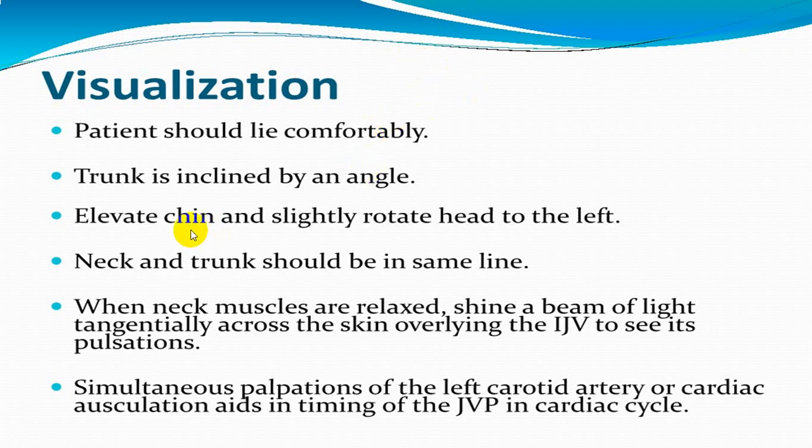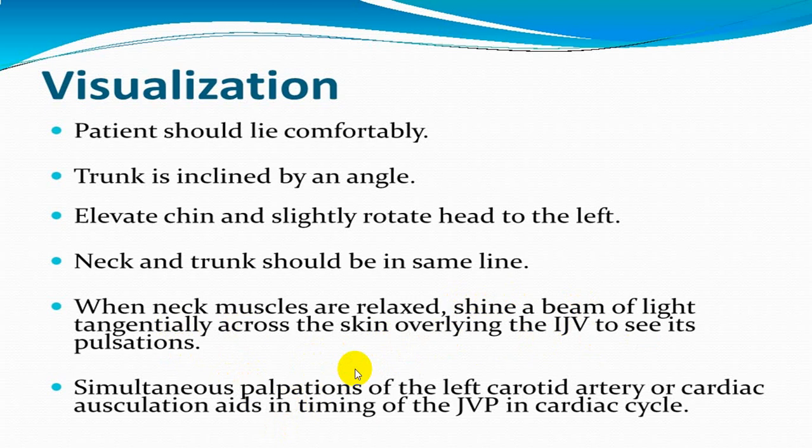Elevate the chin and slightly rotate the head to the left side so that the right side sternocleidomastoid becomes a little prominent. Neck and trunk should be in the same line. When the neck muscles are relaxed, shine a beam of light tangentially across the skin over the internal jugular vein to see the pulsation. Now this internal jugular vein is medial to sternomastoid, between sternomastoid and trachea.